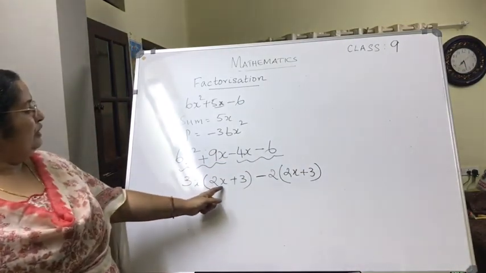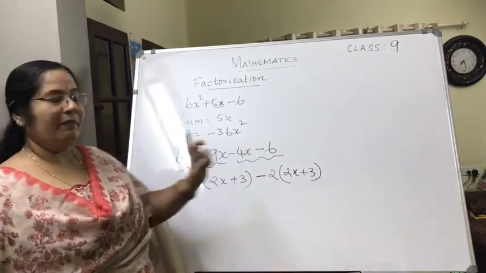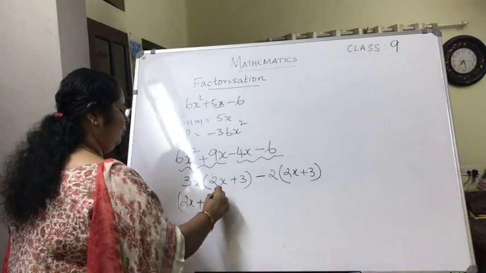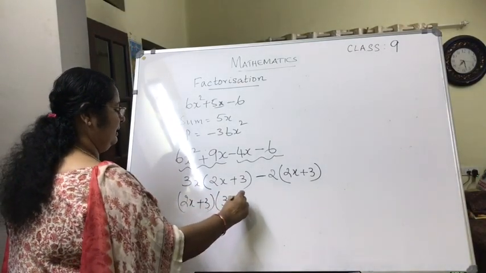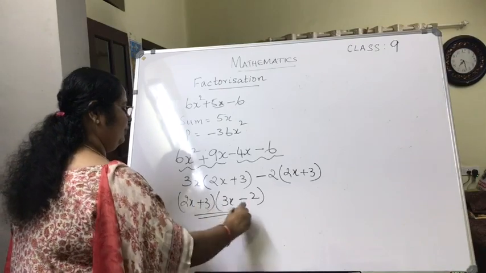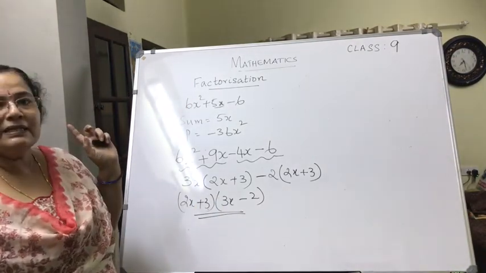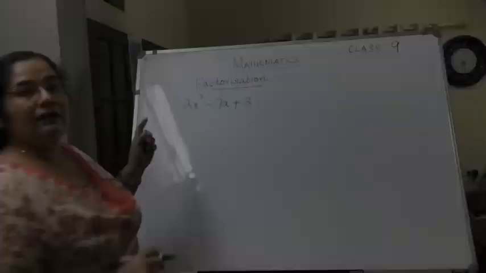Now see, 2x plus 3 and 2x plus 3 is common. So you take the 2x plus 3 out. What remains? 3x minus 2. So this is the factorized form of 6x square plus 5x minus 6. Is it clear? Now see this example.